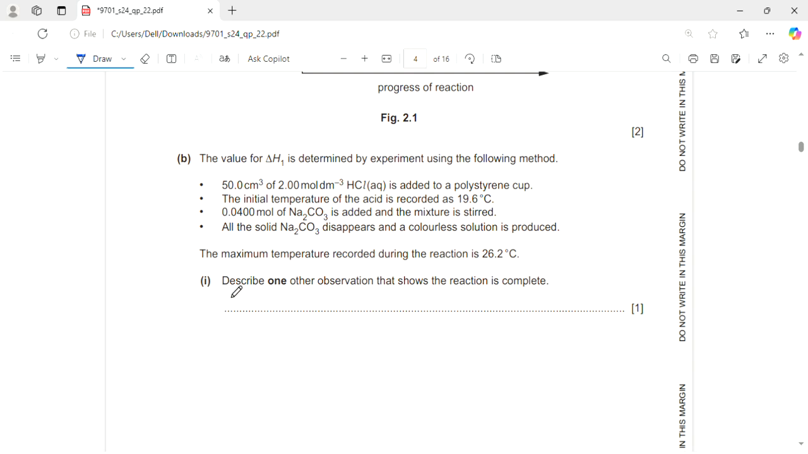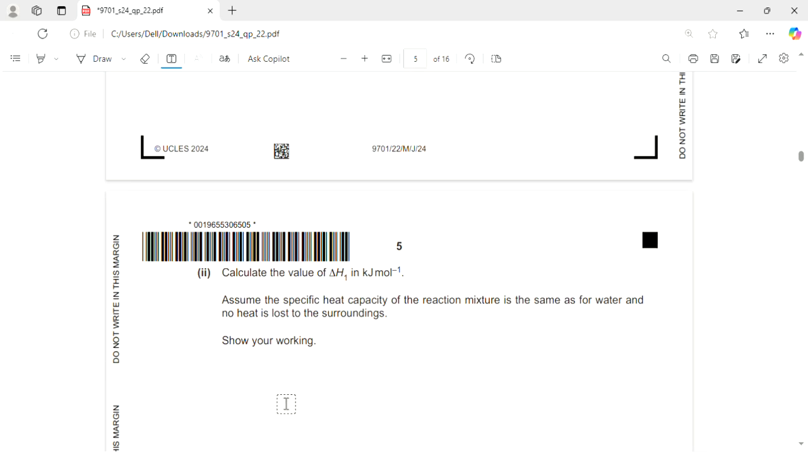So, they describe one other observation that shows the reaction is completed. All right. So it means no more fizzing. So it shows that it stops there, no more fizzing. Okay, move to the next part.